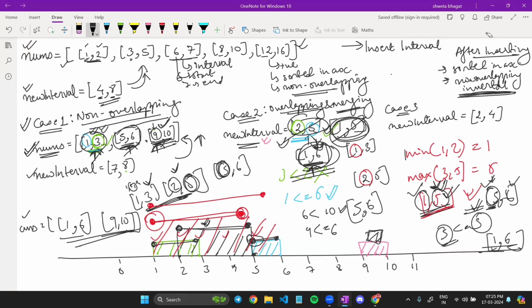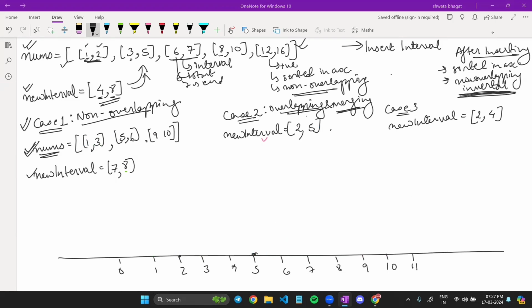Now let's move over to the third case. So for the third case, we will have the same nums array. Okay. And the new interval is 2, 4. So now let's represent all these intervals over this number line. Correct. So the first interval is 1, 3. So we have 1, 2, 3. Okay. Now let's represent the second interval, that is 5, 6. So we have 5 to 6. Correct. And after that we have 9, 10. So we have 9 to 10. Correct. Now let's represent the new interval, that is 2, 4 over the number line. So we have 2 to 4.